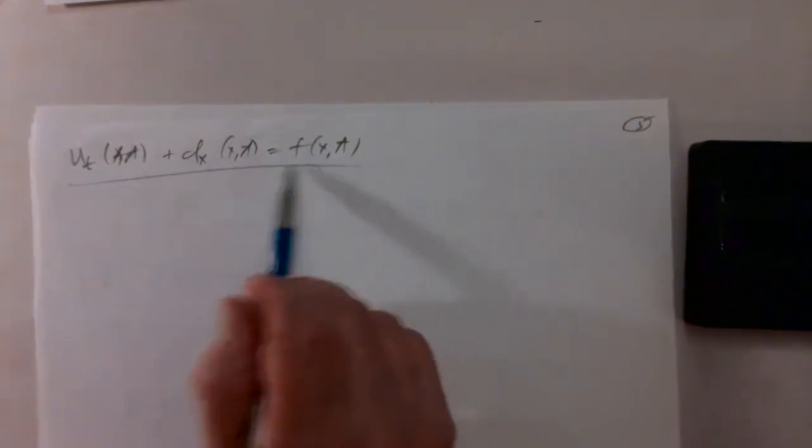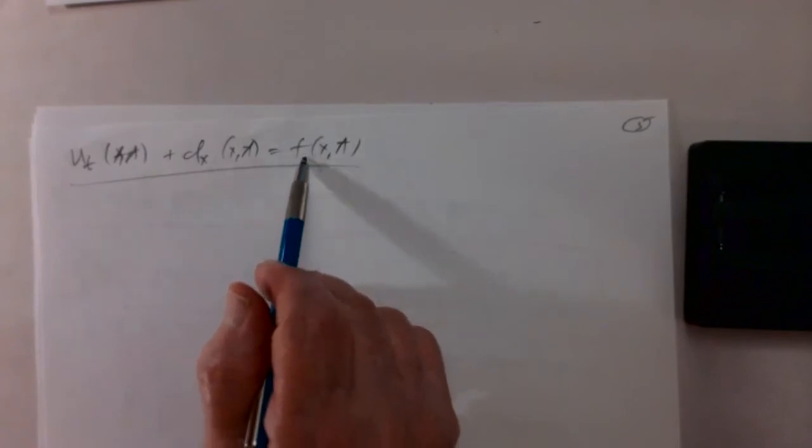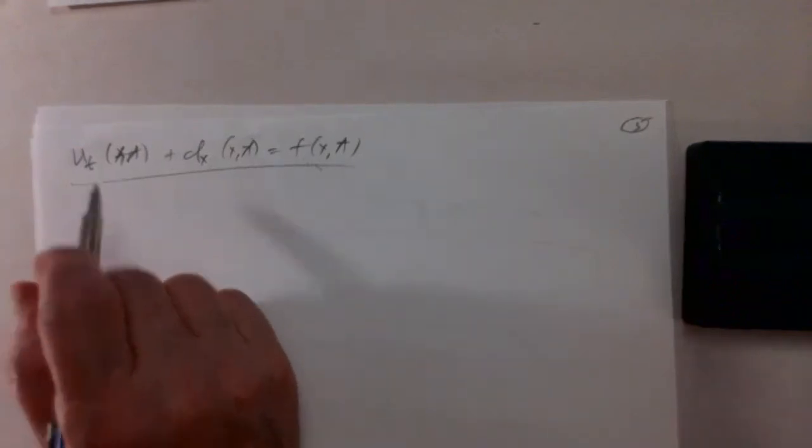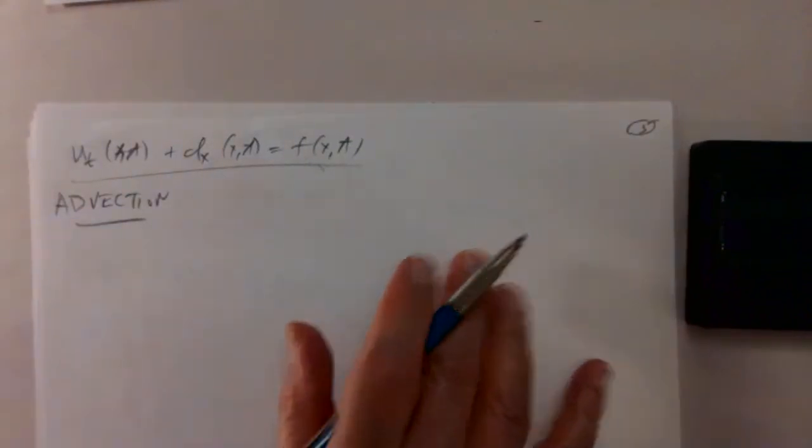So this is our fundamental conservation relation. And when we think of this, the function f is being given. It's like an inhomogeneous equation. The function f is being given, and we want to find u and phi that satisfy this equation. And in the simplest case, and it's a very important case, which is called advection, which is a word that you don't need to know, but it is the word.